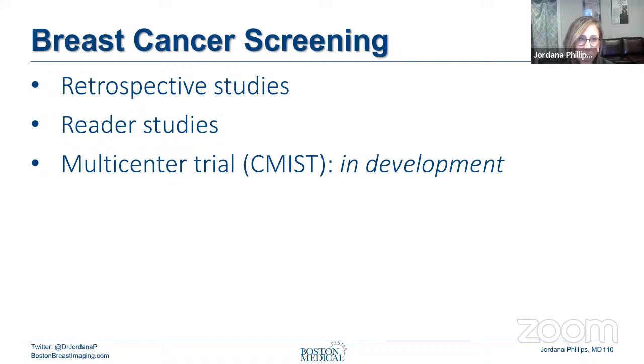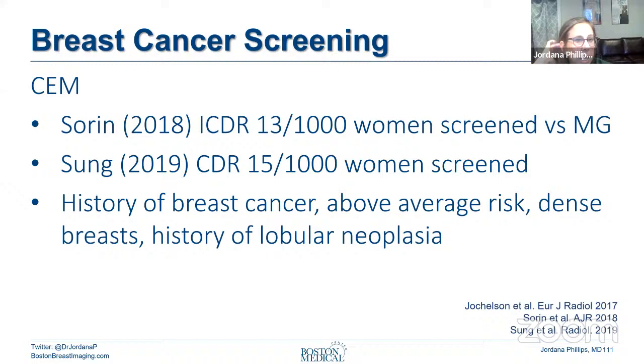So Soren and colleagues in 2018 compared contrast enhanced mammography, the full exam, low energy and recombined images, to the low energy alone, which is kind of a surrogate for mammography. And they found an additional 13 breast cancers per 1,000 women screened. In 2019, the MSK group looked at their data for contrast mammo, and they found a cancer detection rate of 15 per 1,000 women screened, which is much higher than the standard cancer detection rates we typically talk about with mammo or with tomosynthesis, which is about 3 to 6 breast cancers per 1,000.